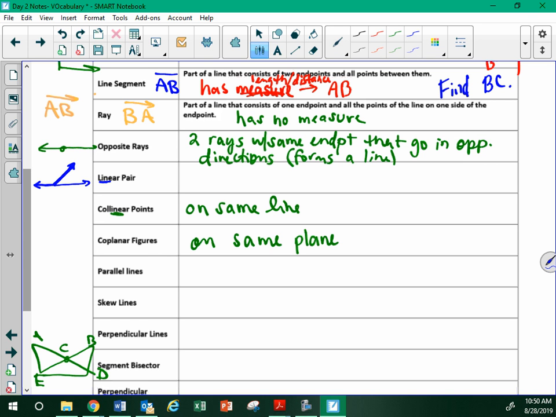Okay, so adjacent angles whose non-common sides.